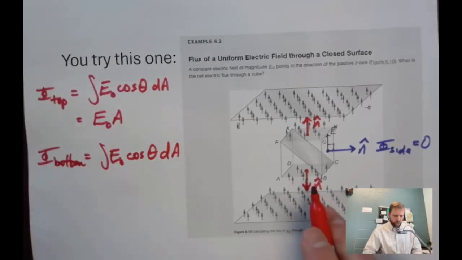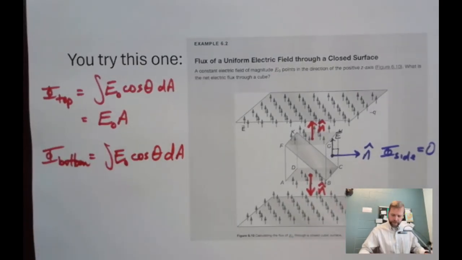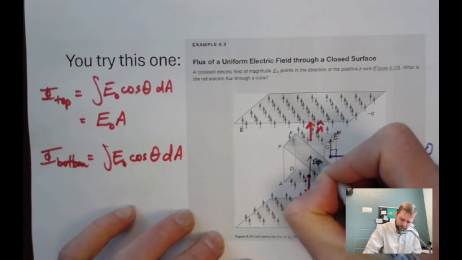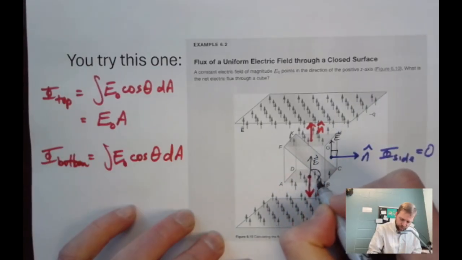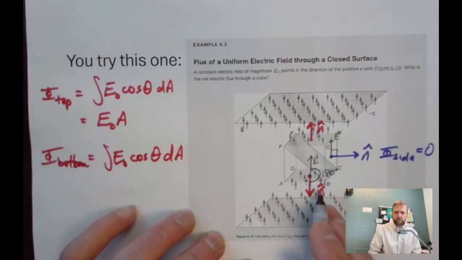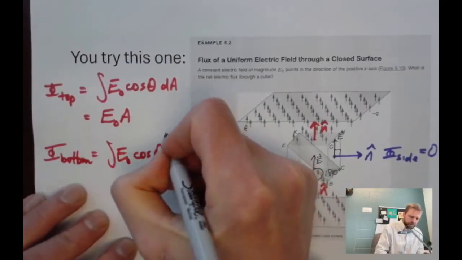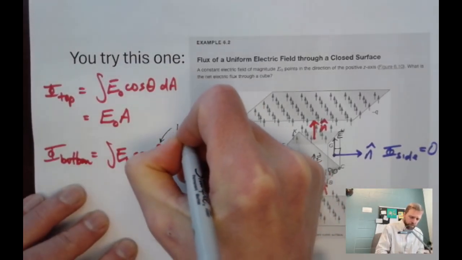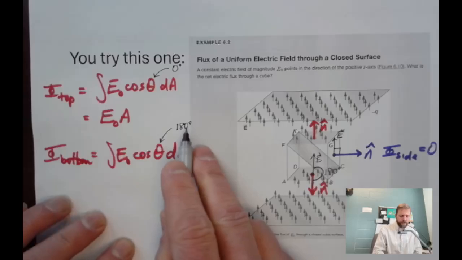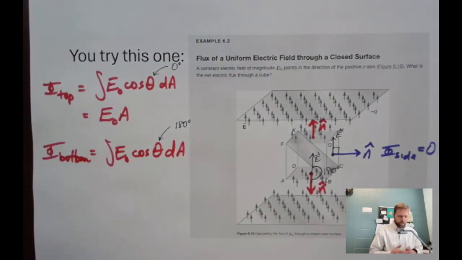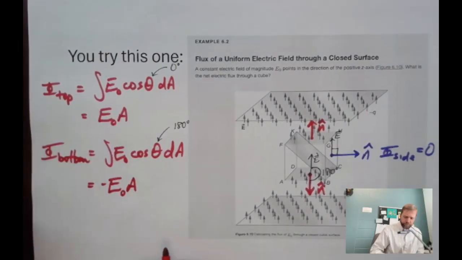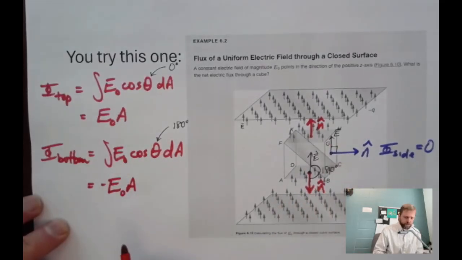Okay, except what do you notice about the angle between the area vector and the electric field? Here's the electric field vector. This angle right here is 180 degrees. All right, so then I'm going to have the cosine of, in this case, 180 degrees. In this case over here, it was 0 degrees. Well, the cosine of 180 degrees is -1. So for the bottom, I'm going to have negative E0A because the surface area, the top and the bottom are the same.